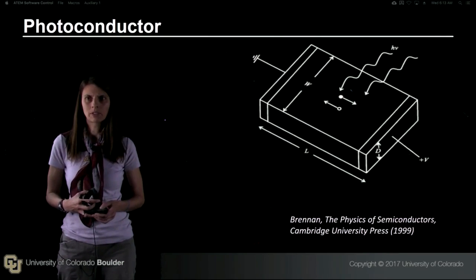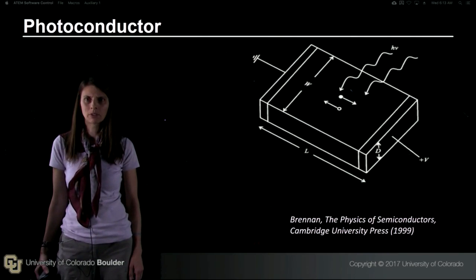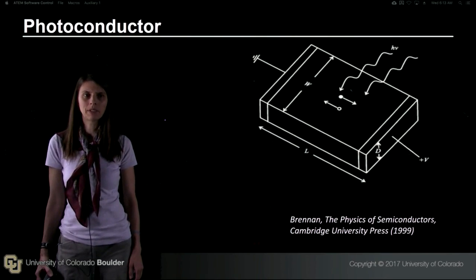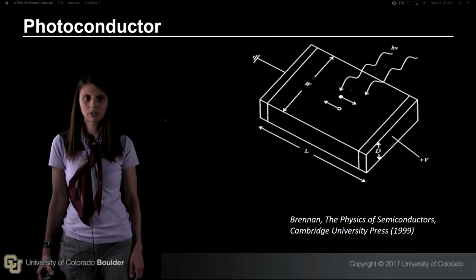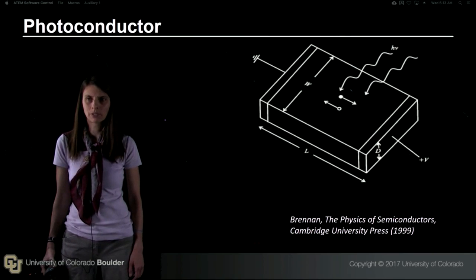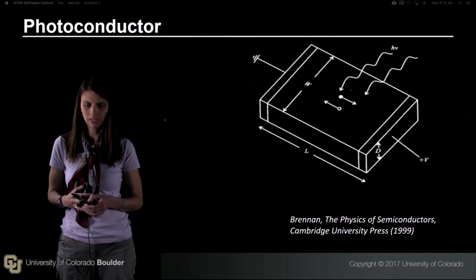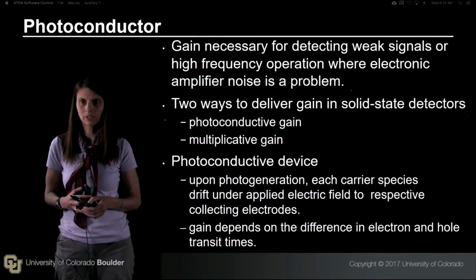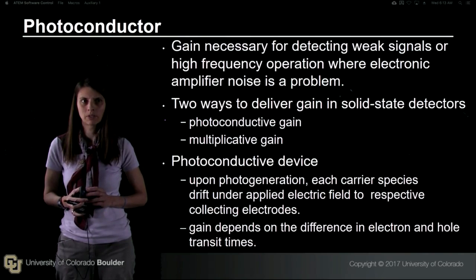In a photoconductive device, you essentially have a length of semiconductor with electrodes on each side, and then you have light that hits the device. This is based on space charge neutrality, and upon photogeneration, each carrier species drifts under the applied field to their respective contacts. And if we think about what produces gain, it is actually the difference in the electron and the hole transit times for this particular device.